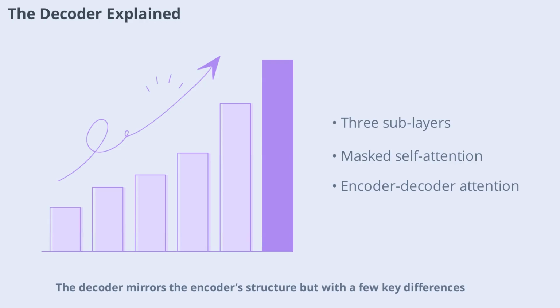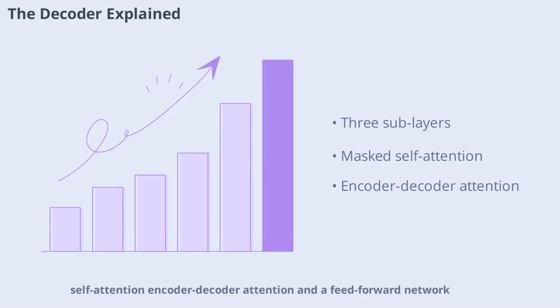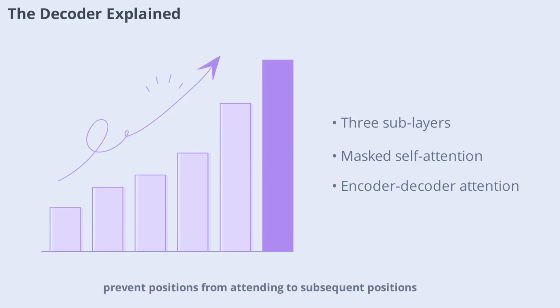The decoder mirrors the encoder structure, but with a few key differences. It also consists of several identical layers, each containing three sublayers: self-attention, encoder-decoder attention, and a feed-forward network. The decoder self-attention is masked to prevent positions from attending to subsequent positions, ensuring outputs are generated sequentially. The encoder-decoder attention allows the decoder to focus on relevant encoder outputs when producing each token.